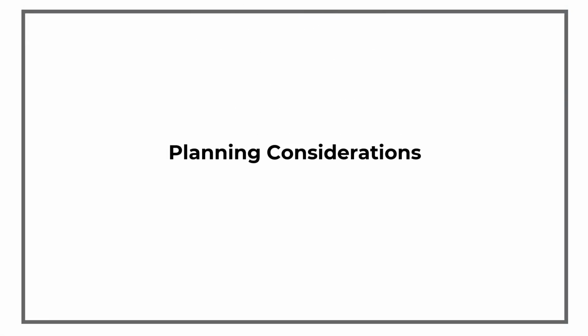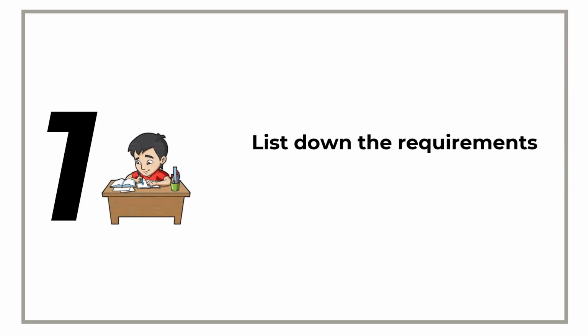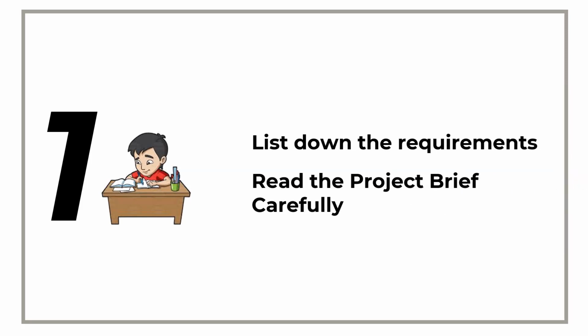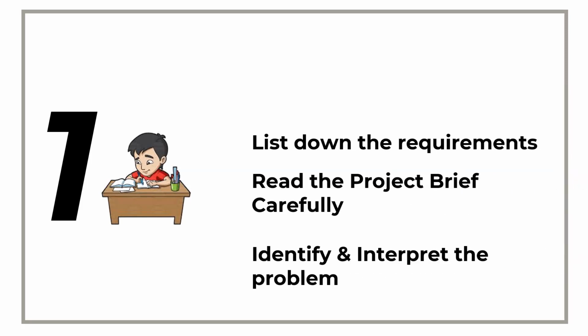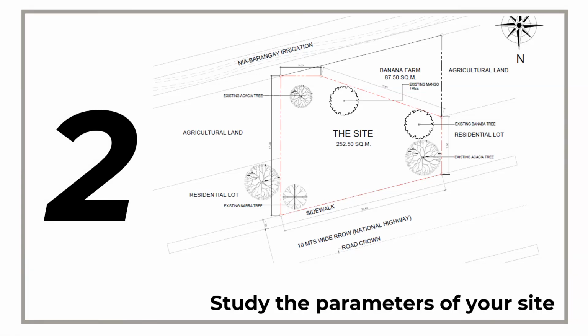What are the planning considerations in your residential planning and design? Number 1 is to list down the requirements. 2 is read the project brief carefully and identify and interpret the problem. Next is to study the parameters of your site.